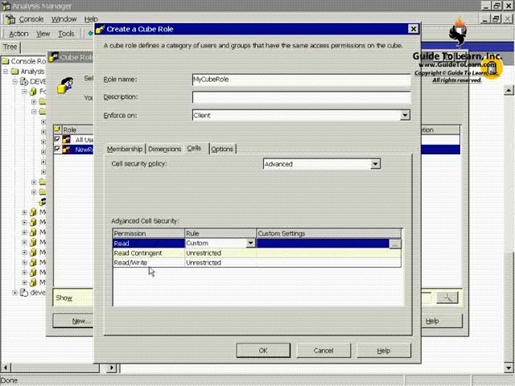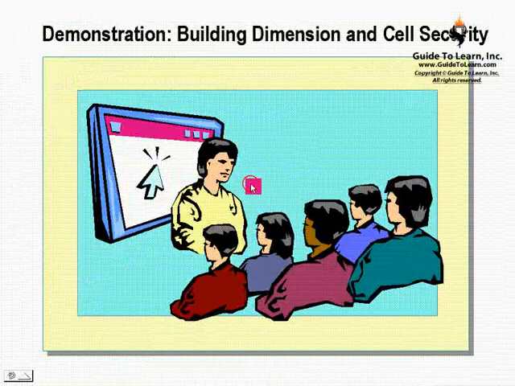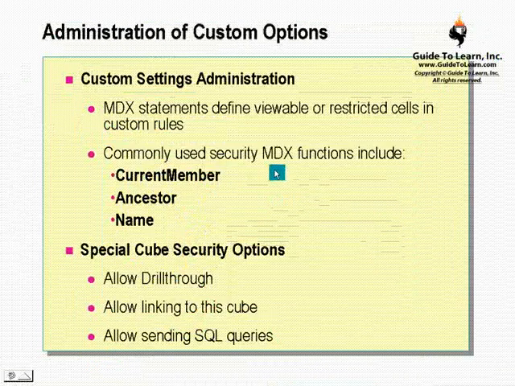for security itself. Especially for cube security options, you have allow drill through, which lets you allow or disallow the drill through capabilities, or having somebody link to this cube, or send SQL queries. I have a demonstration which allows you to build a dimension and cell security.